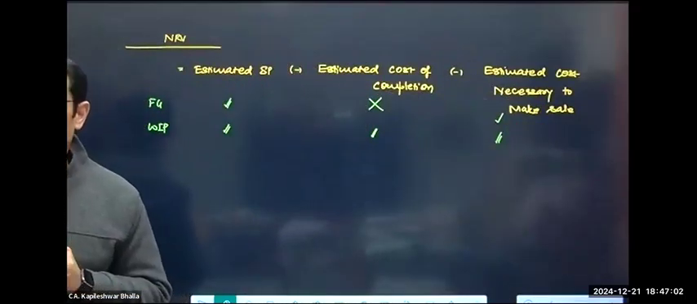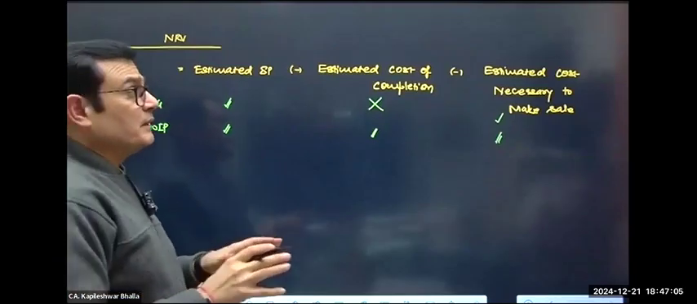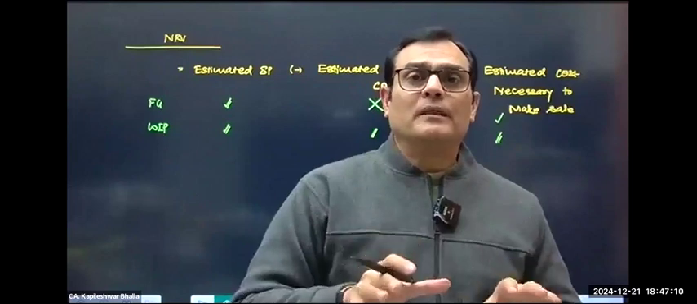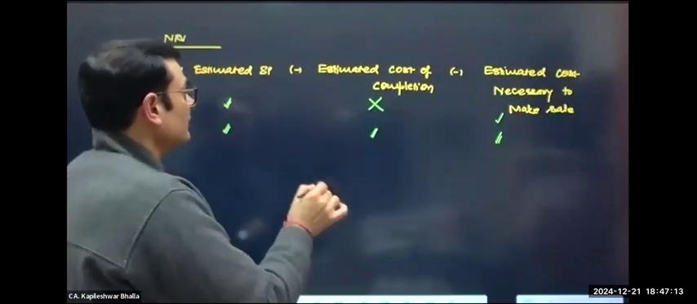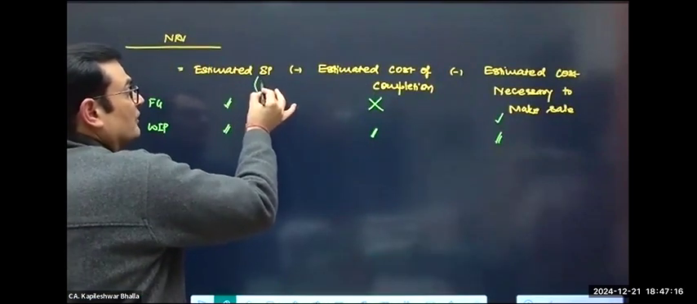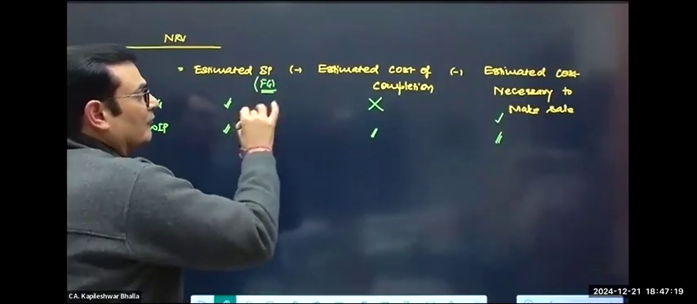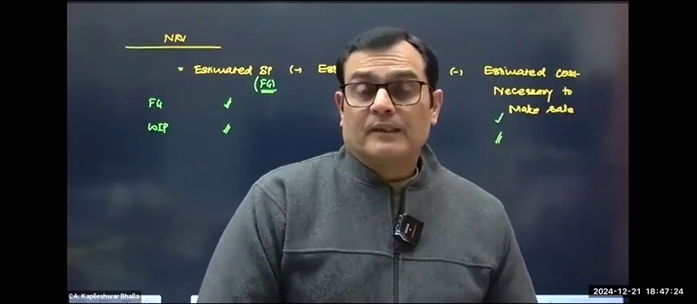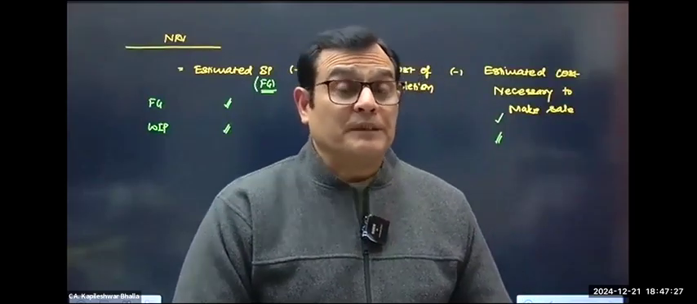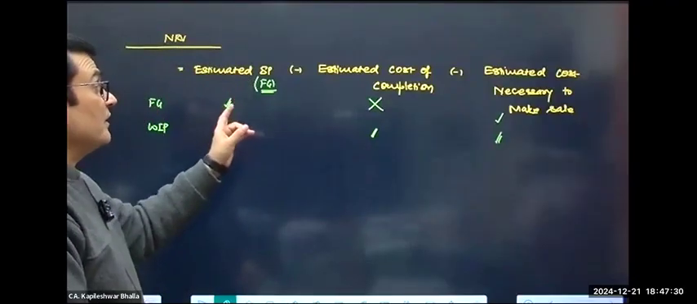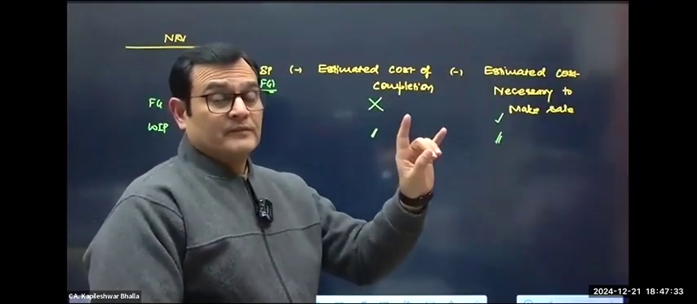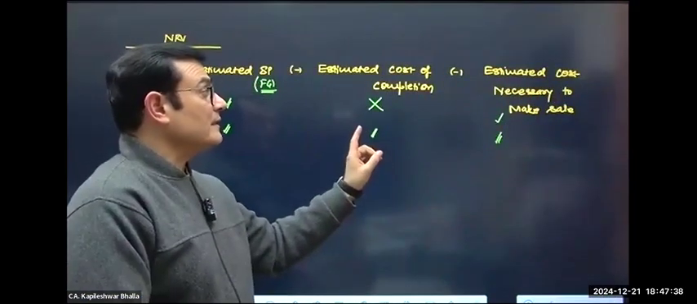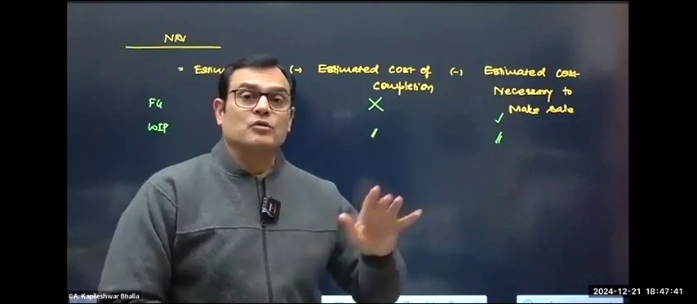So in other words, if somebody were to ask me to please give a separate definition of NRV for a FG and for a WIP, I'll say, okay, if you want it for FG, you take the estimated selling price of the finished goods, and from that you reduce only the estimated cost necessary to make sale. But if you want the NRV of WIP, I will say, okay, let's take the estimated selling price of FG, mind you, not WIP, minus the cost of completion, and also the cost to make sale.